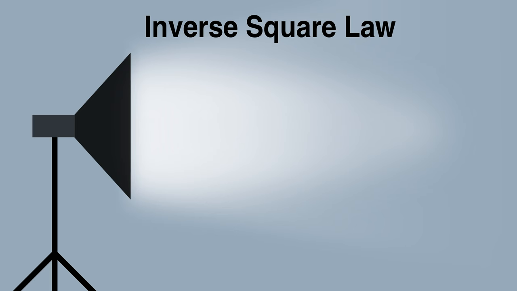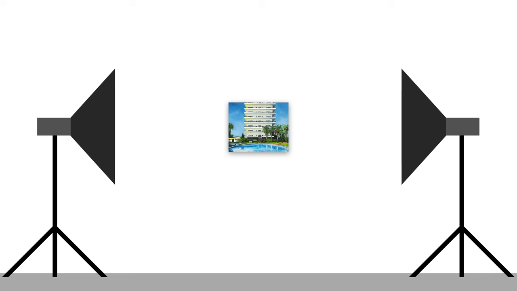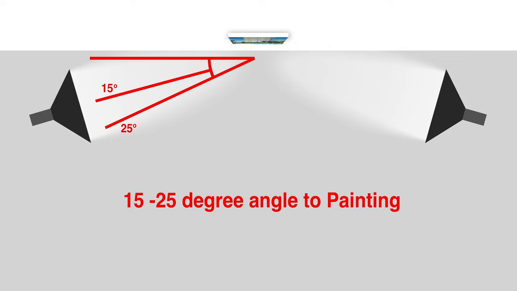If the light source is too close to the painting, we have tons of light falloff due to the inverse square law, where double the distance gives only a quarter of the amount of light. And the bigger the painting, the further away we need to place our lamps.